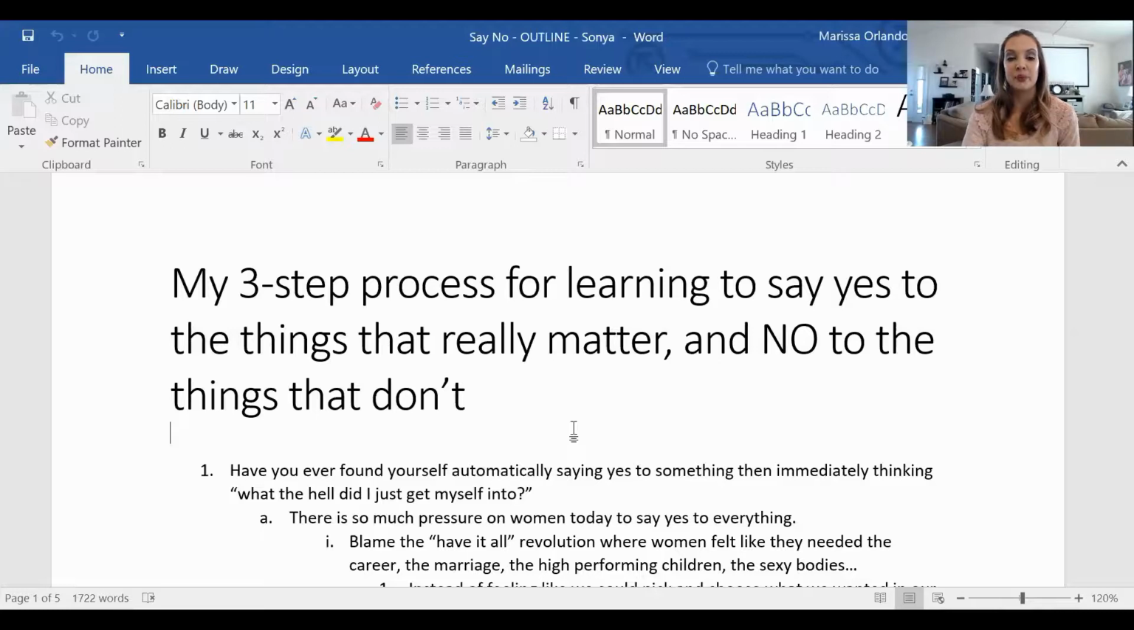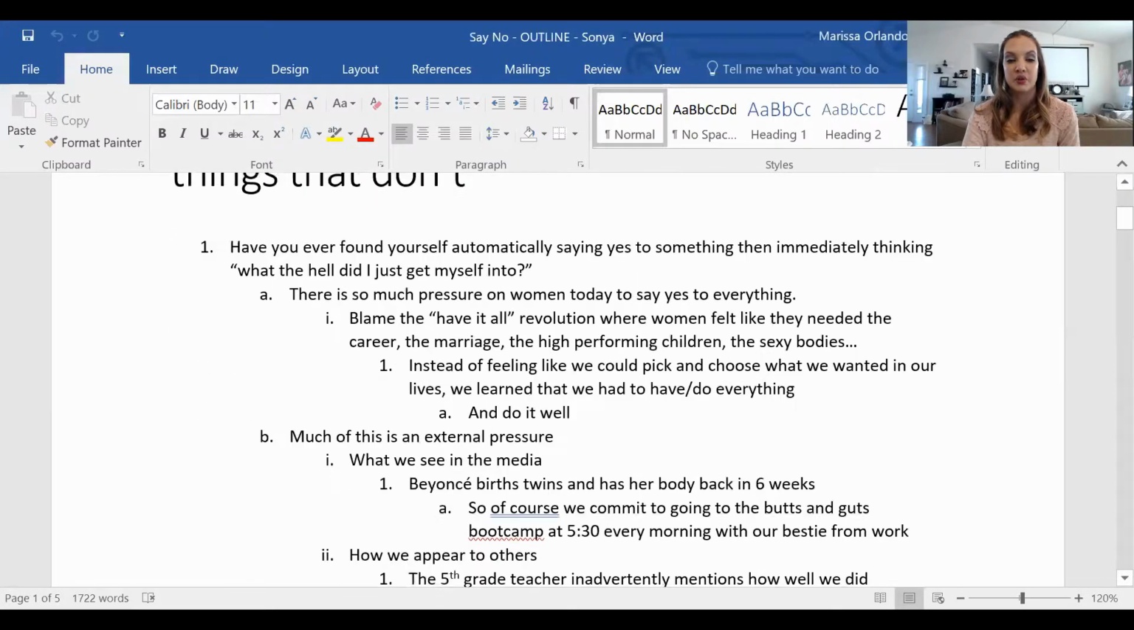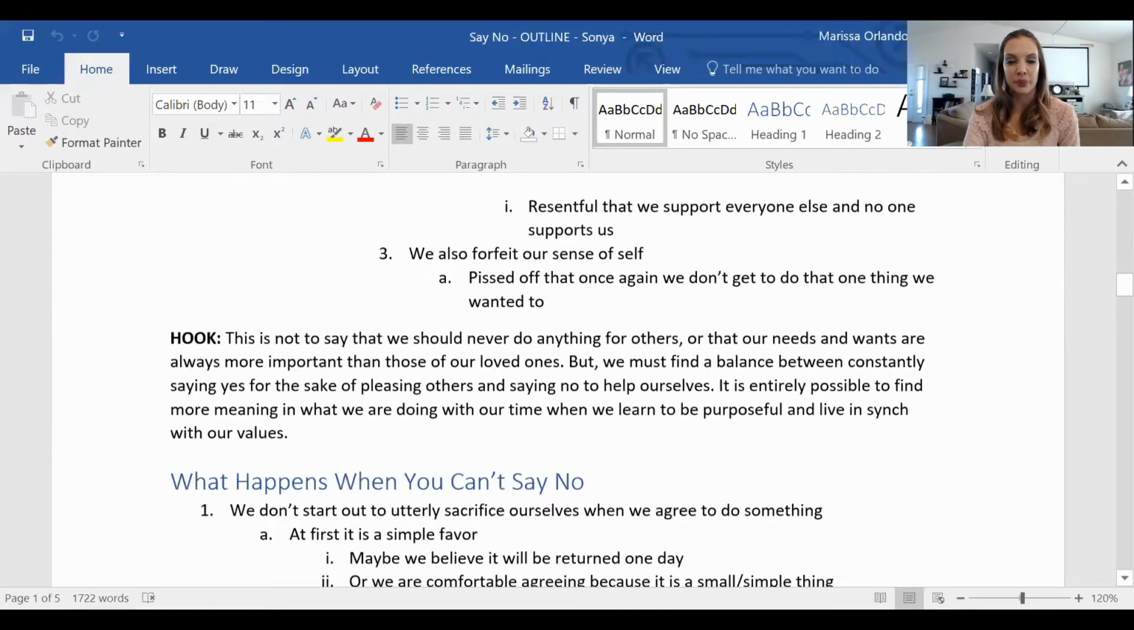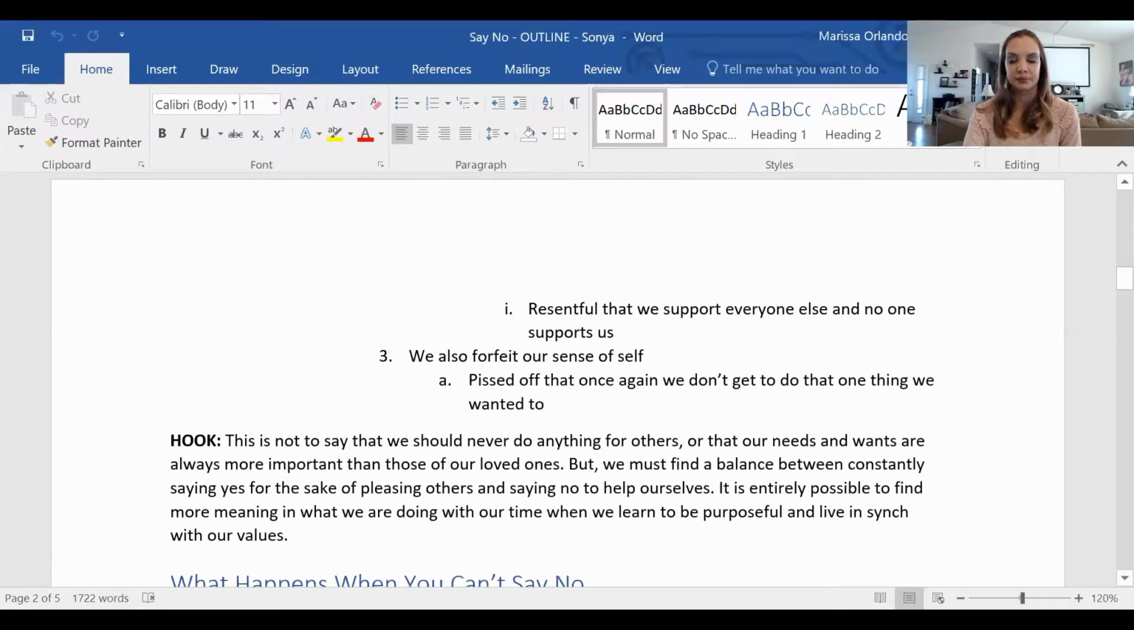Okay, so if we're going to move on here, we're going to go to the hook. And before we get started with the hook, I want to point something out to you. A lot of people ask me, how do I write a 2,000 word blog post? And I'm going to show you that along the way.